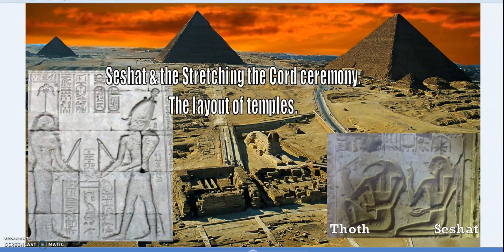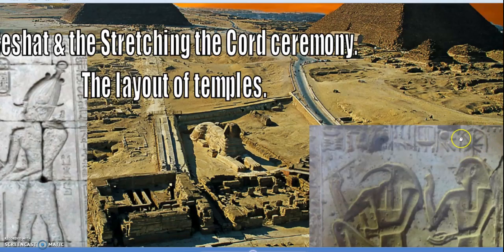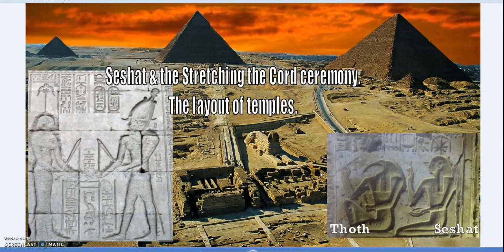So now we need to look at Seshat and the stretching the cord ceremony, which was a very, very ancient ceremony in regards to setting up new temples. Seshat, you see her symbol there, the 7 with this inverted horn, let's call it for now. This is from the Temple of Seti I. We see Seshat, who was the female counterpart of Thoth, the god of wisdom. He was the male, but she was the female. In many respects, she was his better.